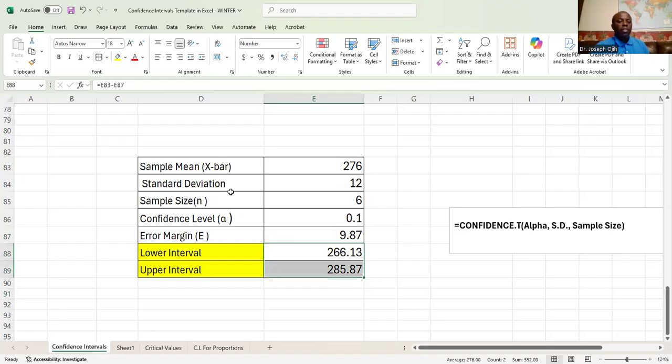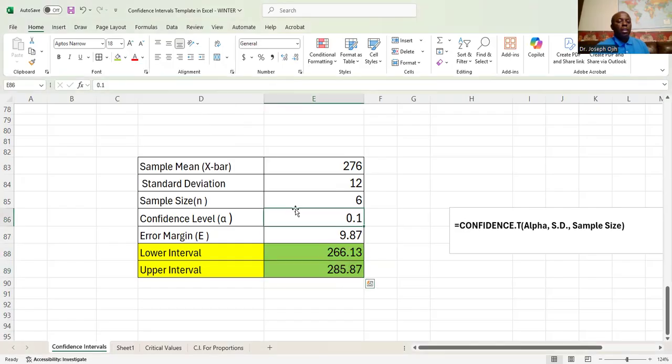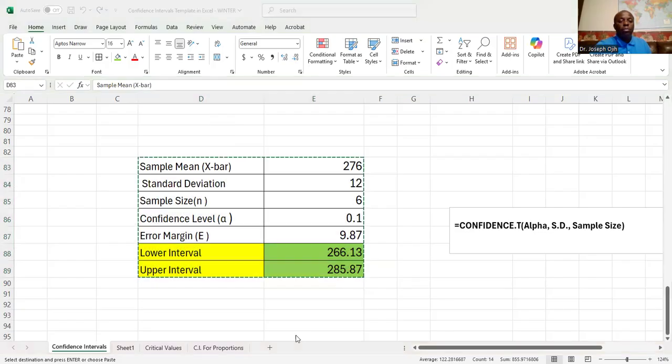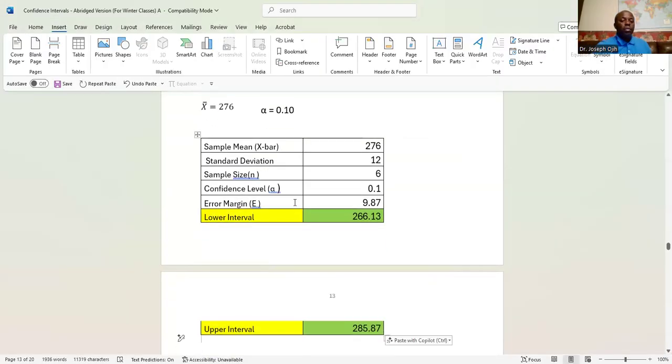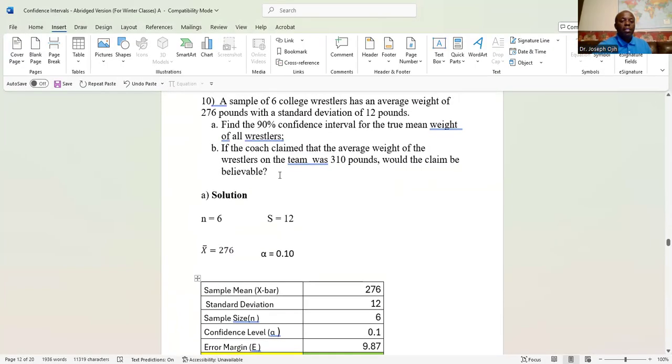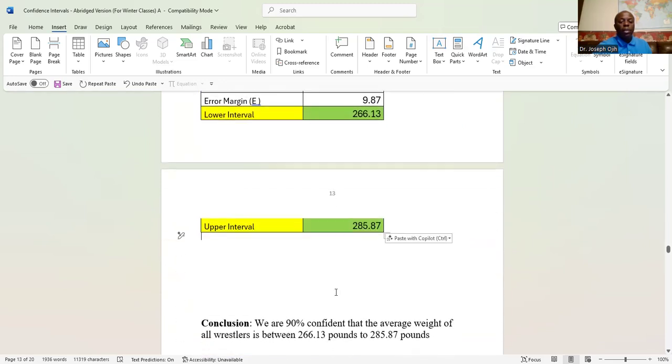With that, I can just highlight both of them. This is the confidence interval right here. I'm going to use green to do that. So I can just copy all of this, paste it in our main workbook and conclude. So this is what we have. Remember, it says find the 90% confidence interval. We have it right here: lower interval, upper interval.